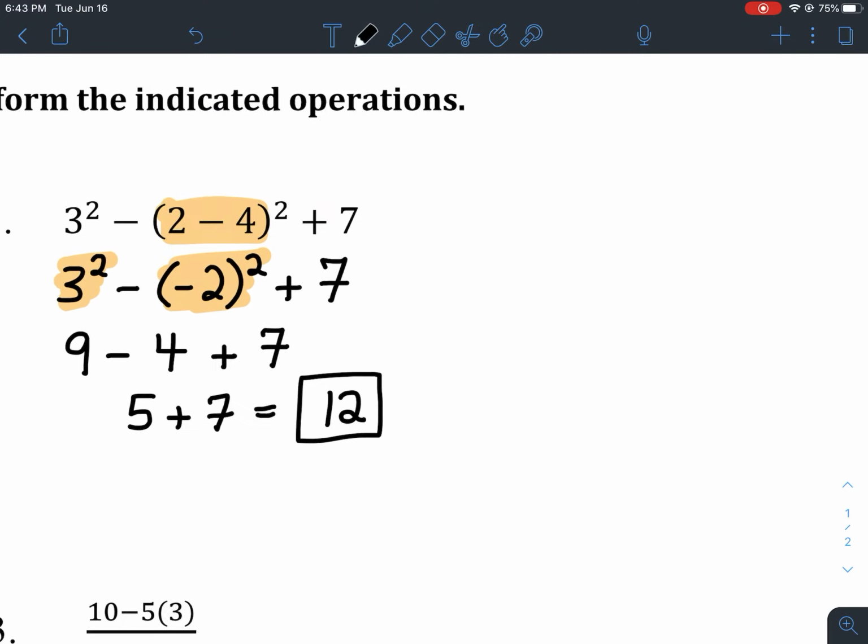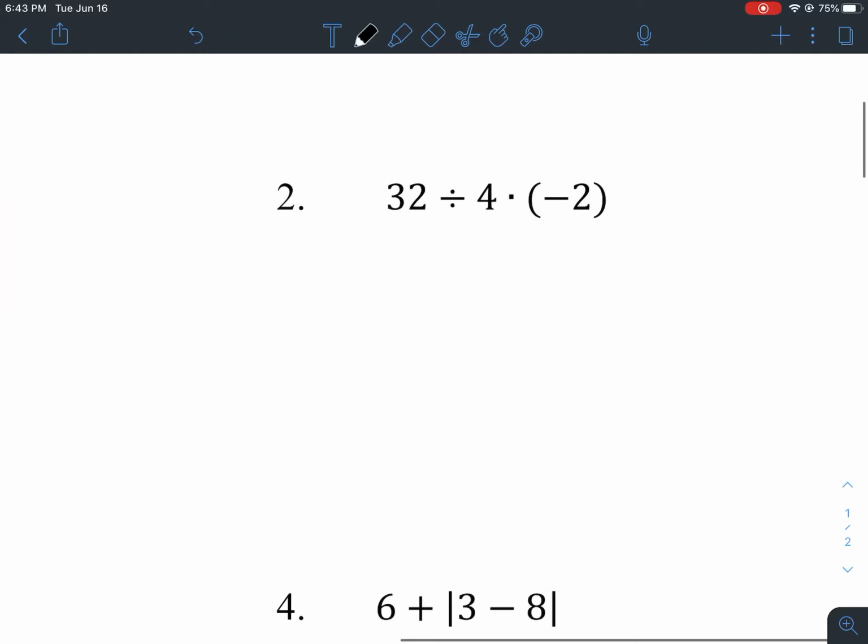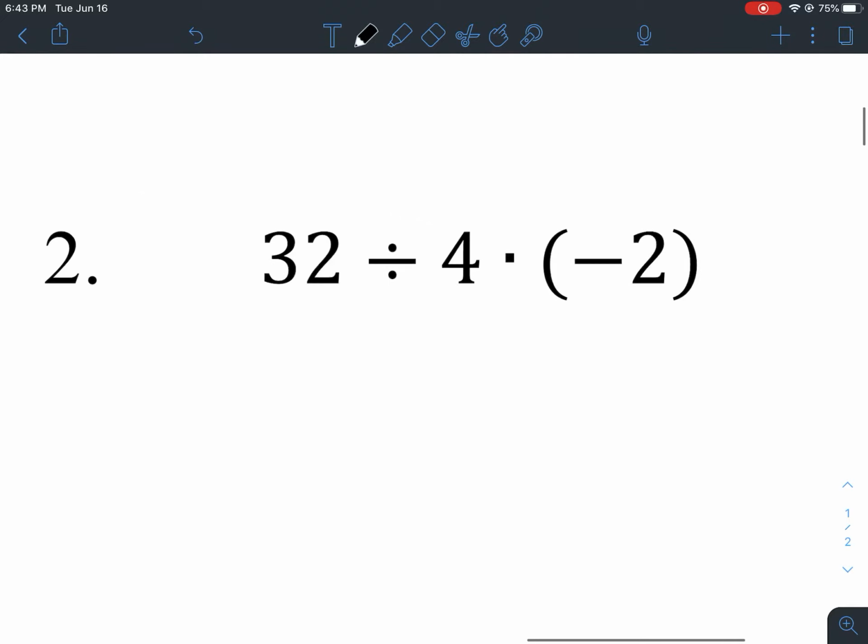Okay, so taking a look at number 2 here. We do have parentheses, but these parentheses right here are actually just acting as multiplication. There's nothing actually happening inside the parentheses. We just have a negative 2. So really all we have here is 2 operations. We have division and we have multiplication.